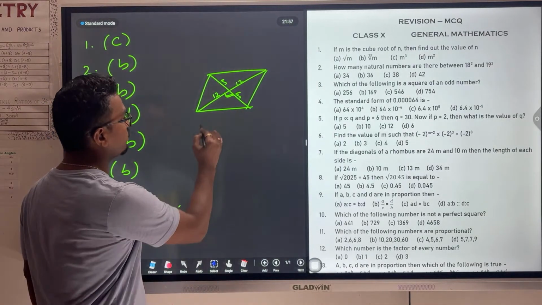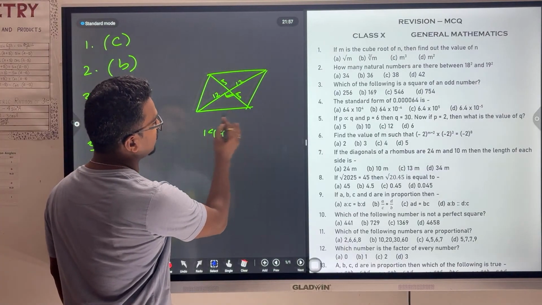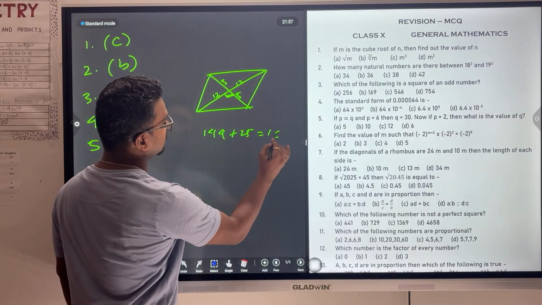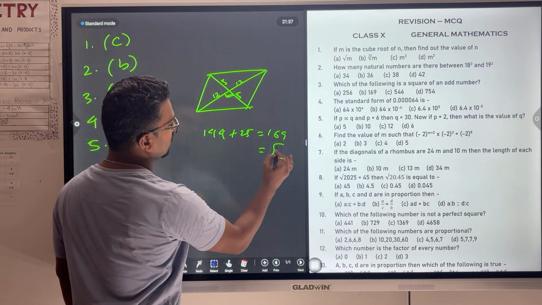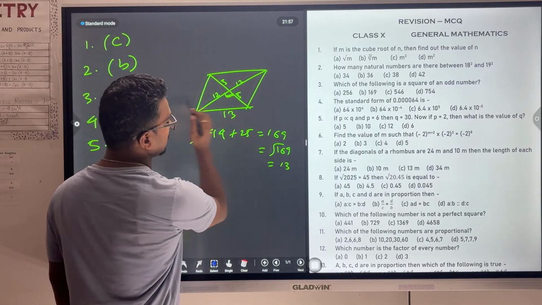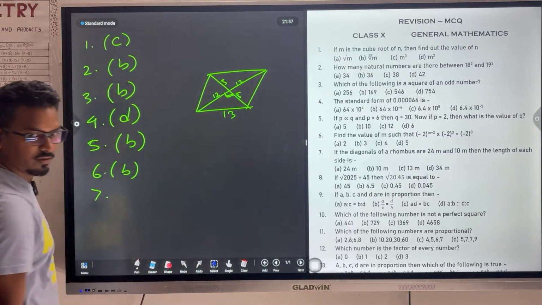So 12 square is 144 and 25 we add, the hypotenuse will come. The hypotenuse square is 169. So what will the square root be? Square root of 169 is 13. So it will be 13. The side will become 13. Okay sir?